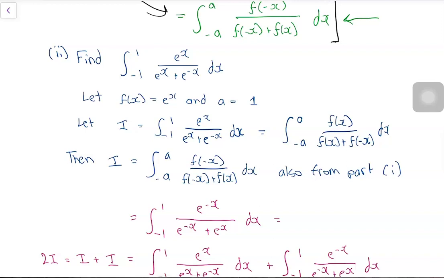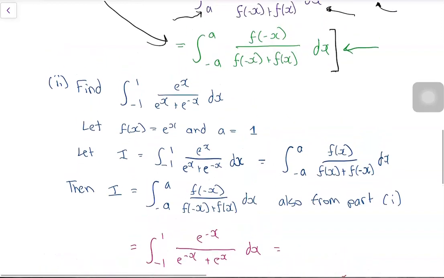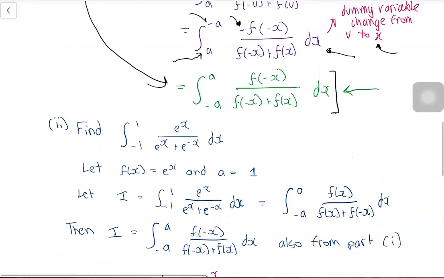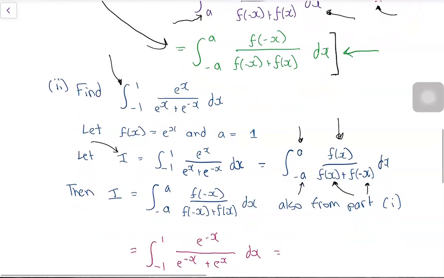So what we can do here is apply the first part. We can let f of x be e to the power of x and a being equal to 1. And we can let I equal the integral we want to calculate. So if we replace 1 with a, we have a over here. And if we replace e to the x with f of x, we'll have f of x's and f of minus x's. So now we have this is the value.